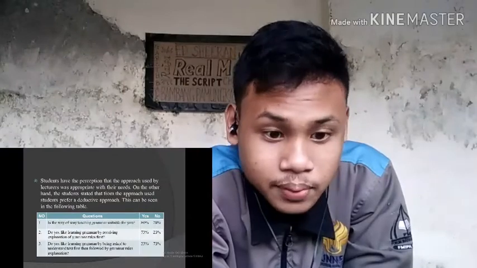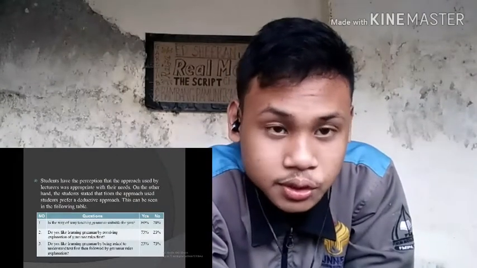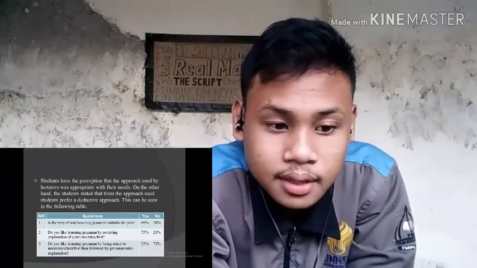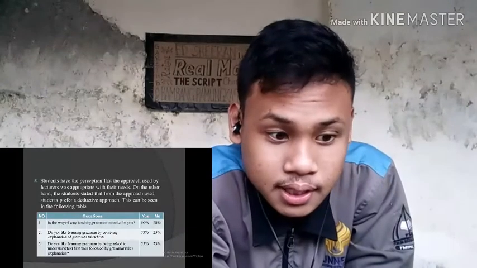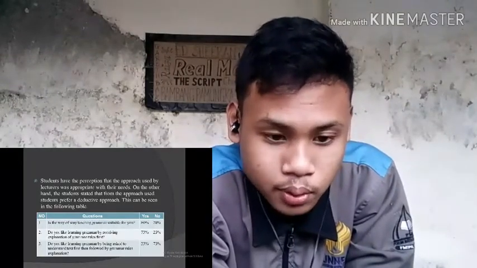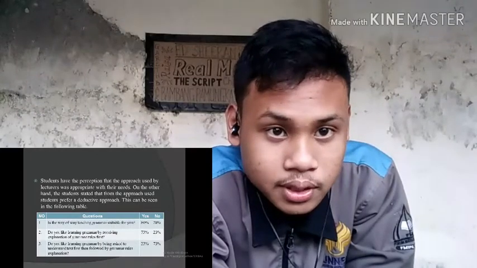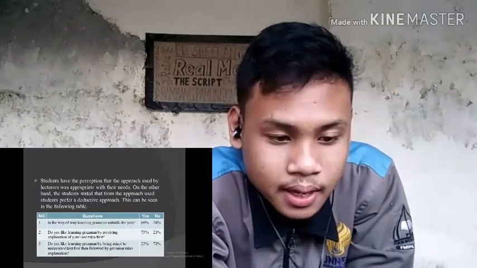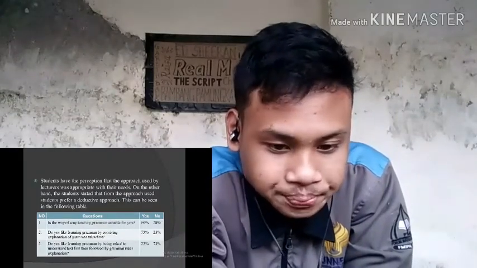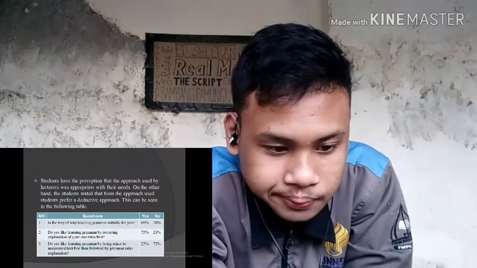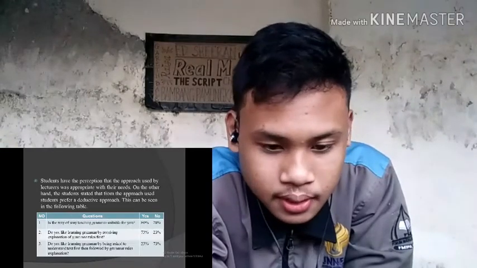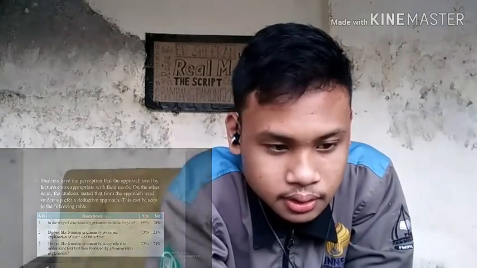The students perceive that the approach used by the lecturers was appropriate for their needs. On the other hand, the students stated that of the approaches used, they prefer a deductive approach. This can be seen in the following table. You can see the table on the screen by yourself. There are three questions in this questionnaire. Okay, let's continue to the next slide.